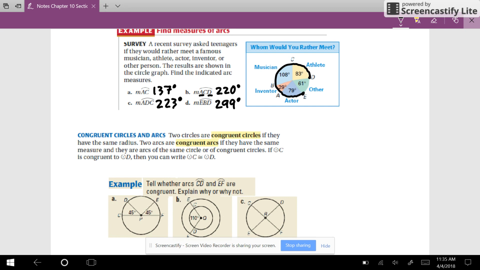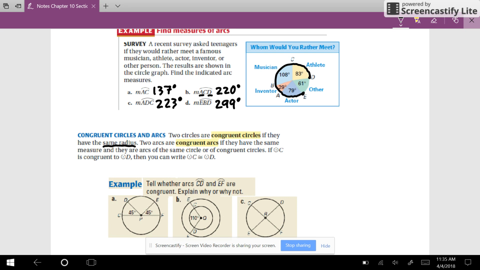Next, we talk about congruent circles, which leads us then to being able to talk about congruent arcs. So first of all, congruent circles are 2 circles that have the same radius. If 2 circles have different radii, then they're not going to be congruent to one another. But if they have the same radius, then we know that they're the same size.